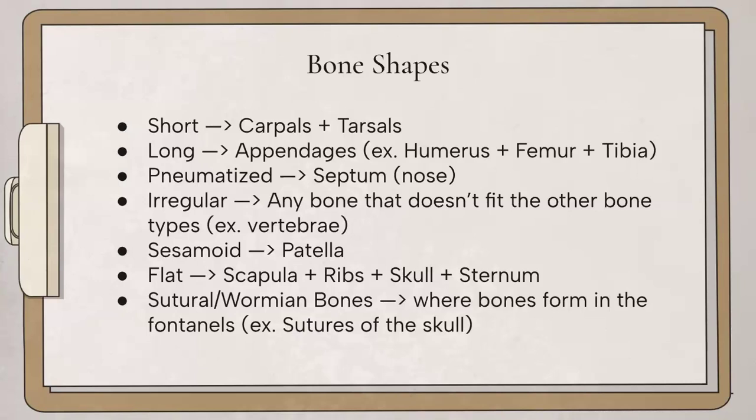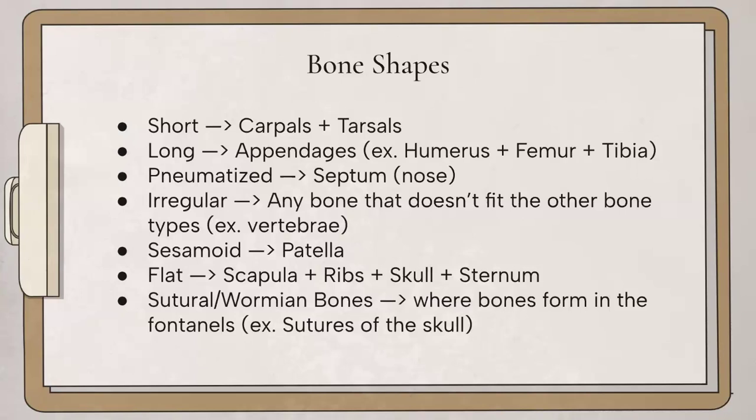Some bones that make up these limbs are your humerus, femur, and tibia, those would all be considered long bones. Another example is the phalanges, so your fingers, those are also long bones. Even though they are very small, they are still classified as long. Then you have your pneumatized bone. This is primarily your septum, which is in your nose. So your nasal conchae would be an example of a pneumatized bone.